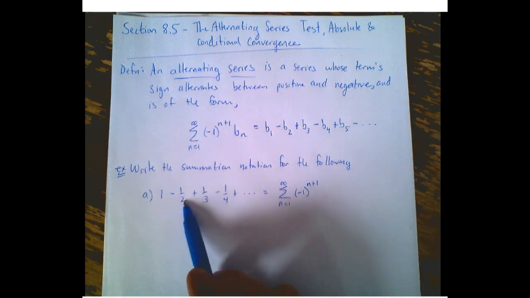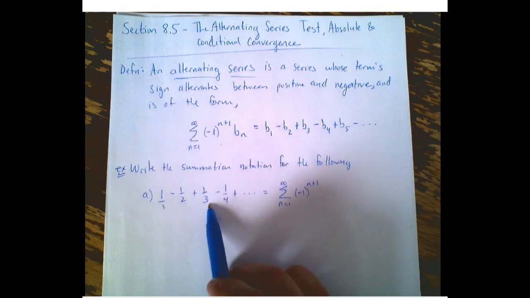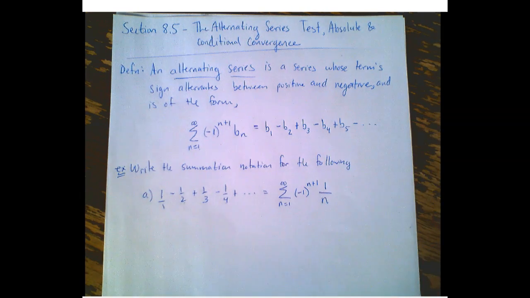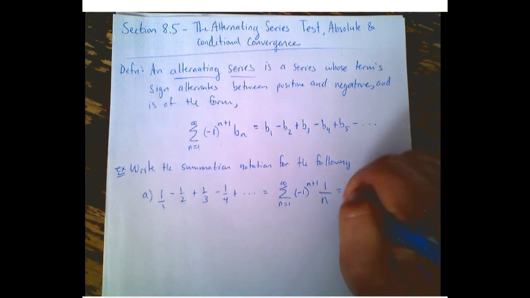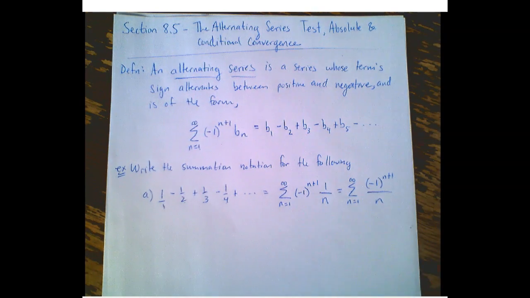And then the terms in the series, if we just look at the positive terms, it's just 1 over 1, 1 over 2, 1 over 3. So our terms follow this expression here. Or sometimes we might see it like this. Same thing. Okay?